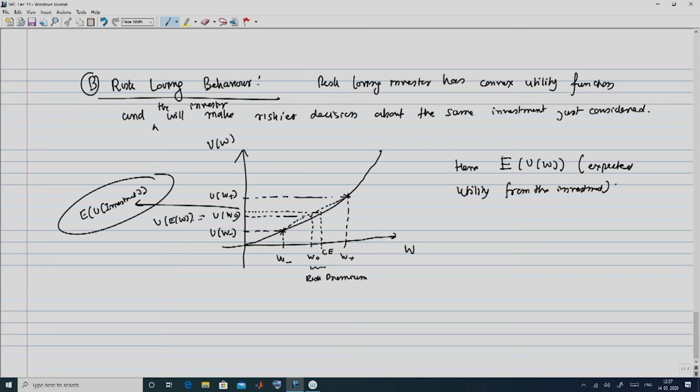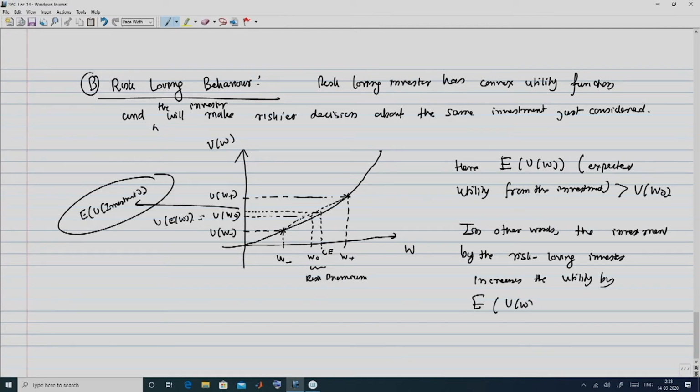This is greater than u of w naught. So, in other words, the investment by the risk loving investor increases the utility by E of u w minus u of w naught.